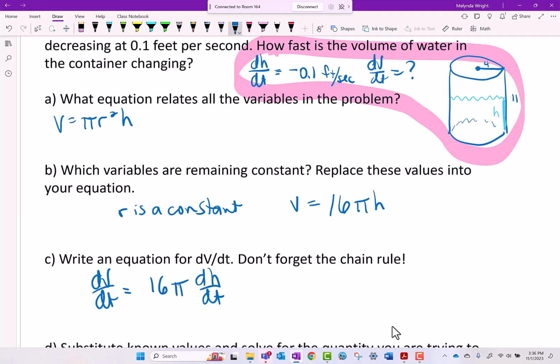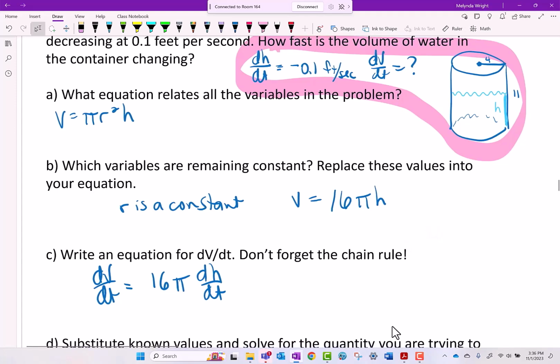Why did what become 0? Oh, because it's attached to the h. It's a coefficient of the h, so it's not allowed to go away. It would be like if you took the derivative of 3x, what would you get? You would get 3. See how the 3 doesn't go away? So if you take the derivative of 16 pi h, then you get 16 pi. That doesn't go away. Okay?